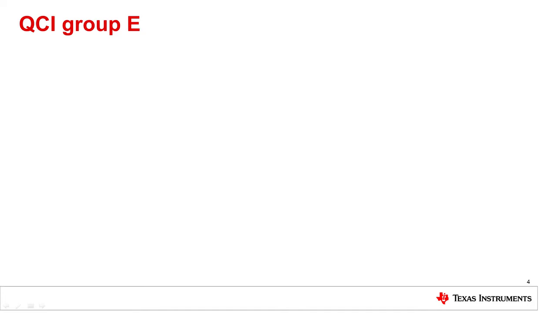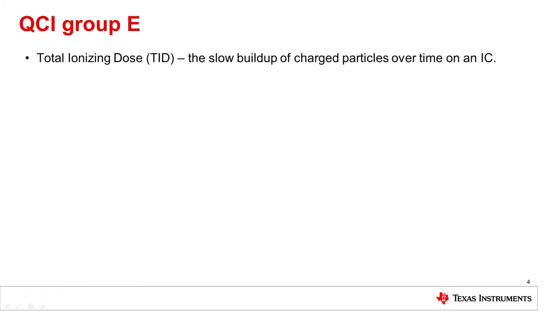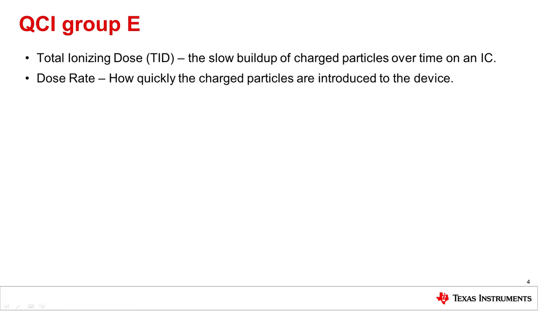For QCI Group E, which is radiation lot acceptance testing, let's first define some terms. Total ionizing dose, or TID, is the radiation effect on ICs from the slow buildup of charged particles over time. For space, this is typically defined in kilorads, abbreviated KRAD. Dose rate is how quickly the charged particles are introduced to the device.